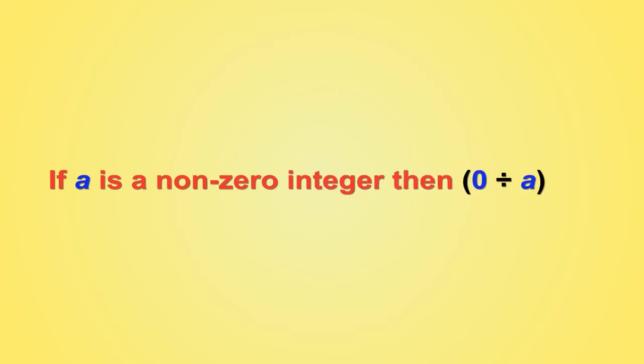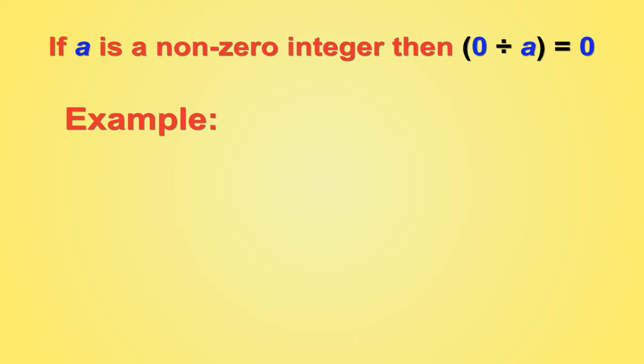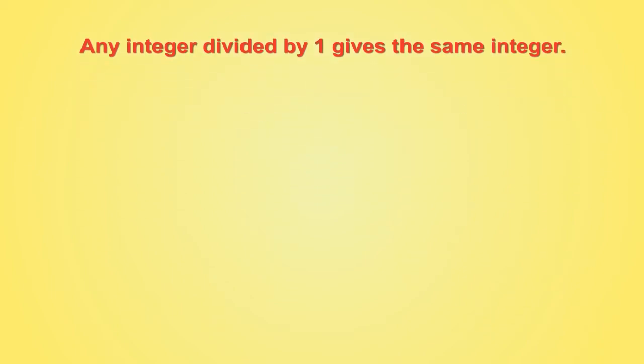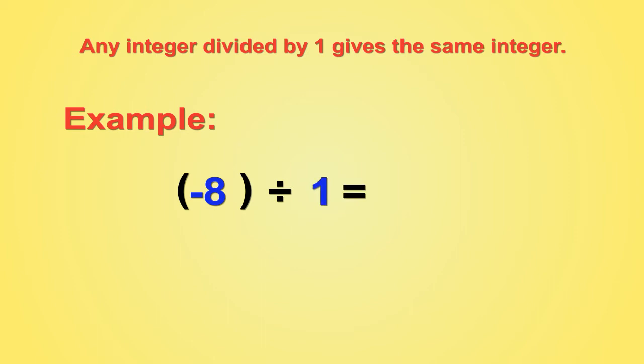If a is a non-zero integer, then 0 divided by a is equal to 0. For example, 0 divided by 6 is equal to 0 and 0 divided by minus 4 is also equal to 0. Any integer divided by 1 gives the same integer. For example, minus 8 divided by 1 is equal to minus 8 and 6 divided by 1 is equal to 6.